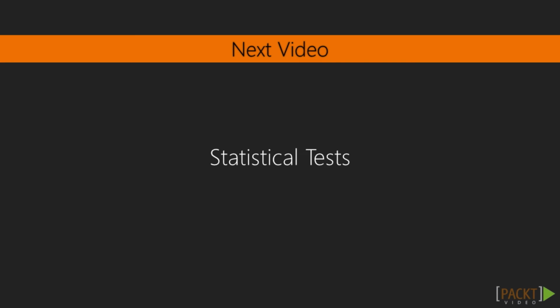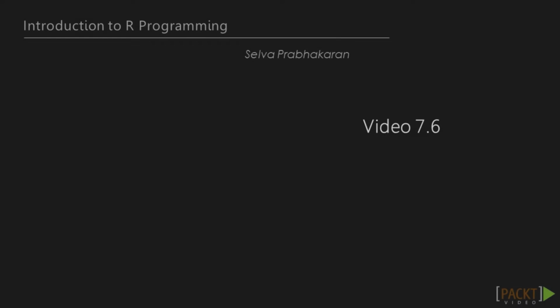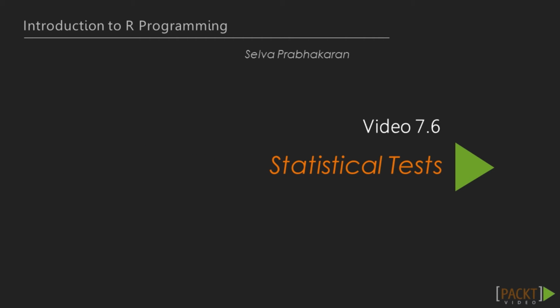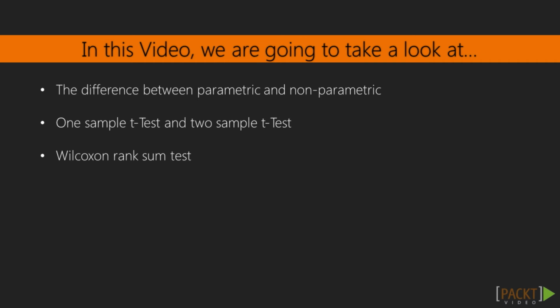In the next one, we will learn about the most common statistical tests, that is, the t-test and Wilcoxon signed rank test. So far in this section, we have covered how to do univariate and bivariate analysis. Before we conclude this section, let's learn two of the most commonly used statistical tests and why they are used.